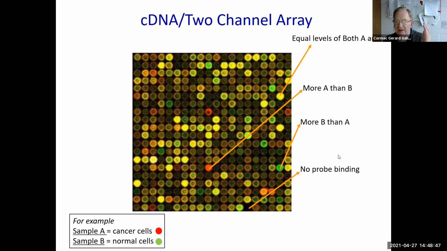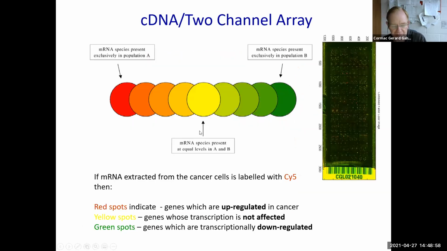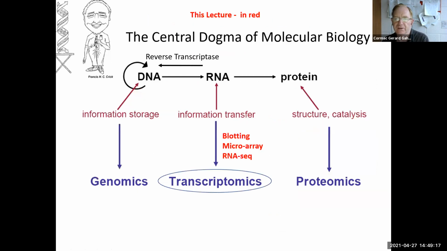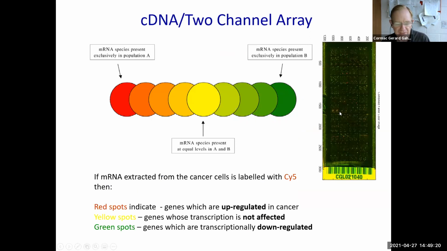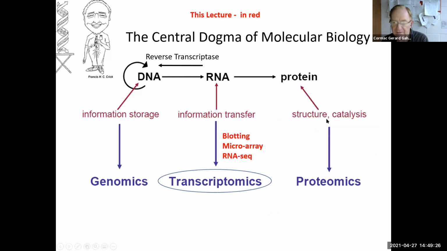Because red and green mix, you mix those colors, you get yellow. Mixture of the colors means that you have equal levels of both A and B. Okay. And what you can actually do is develop this chromographic range where red is very highly expressed in the tumor, green is highly expressed in the normal cells, and you have little bits in between. So the red spots indicate genes that are upregulated in the cancer. The green are downregulated in the cancer. Okay. So you can immediately see it's a really interesting technology, lots of data about what genes are expressed in a cell.